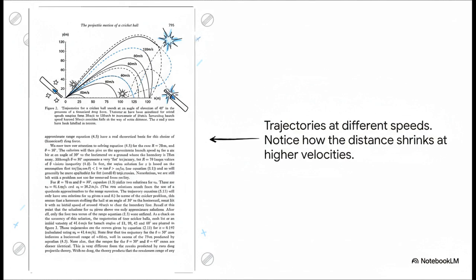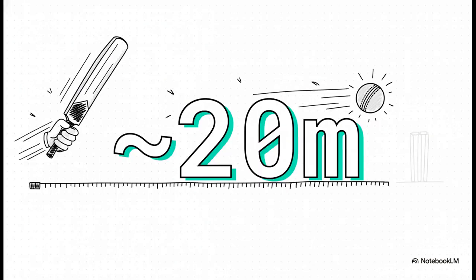See how at the lower speeds, adding a bit more power gives you a nice big jump in distance? But then look at the higher speeds. The landing spots start to get all bunched up. Let's put some numbers on it. Let's say you increase your hit speed from 80 to 100 meters per second. That's a 20 meters per second boost. For that, you get about an extra 20 meters of distance. Okay, not bad. A pretty good deal.